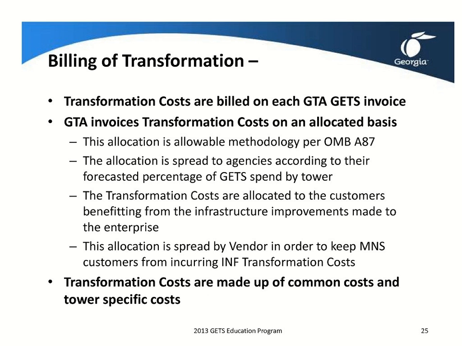The allocation is spread to agencies according to their forecasted percentage of GETS spend by tower. The transformation costs are allocated to customers benefiting from the infrastructure improvements made to the enterprise. This allocation is spread by vendor in order to keep M&S customers from incurring infrastructure transformation costs. And those transformation costs are made up of common costs and tower-specific costs. We will go through the allocation calculation in the next few slides.